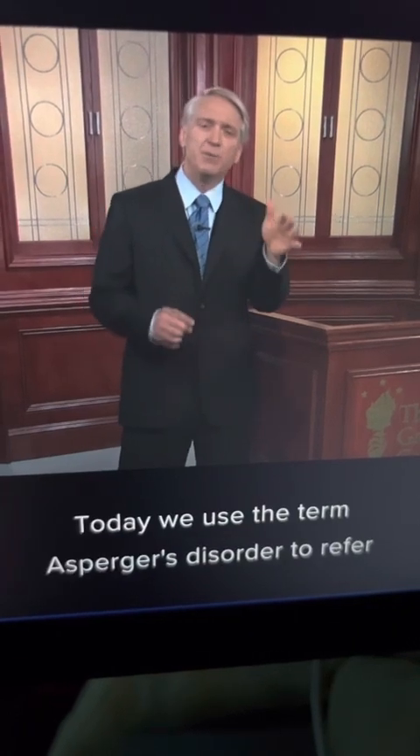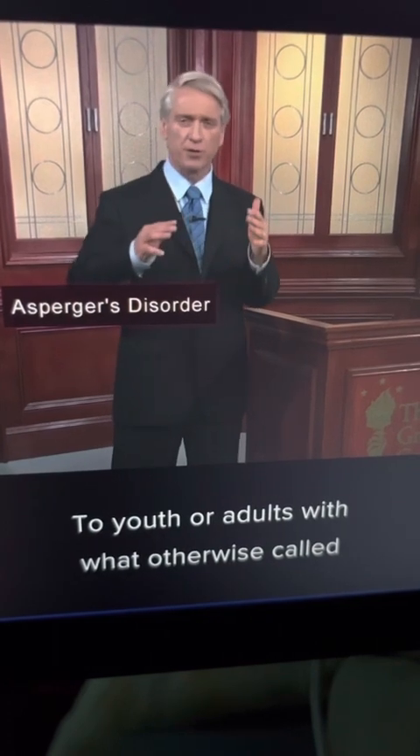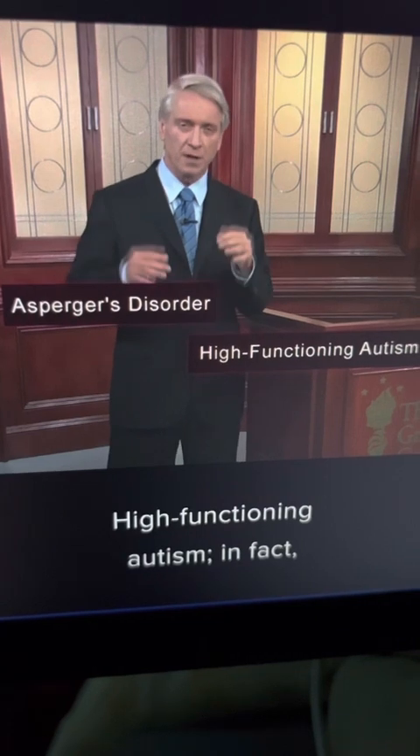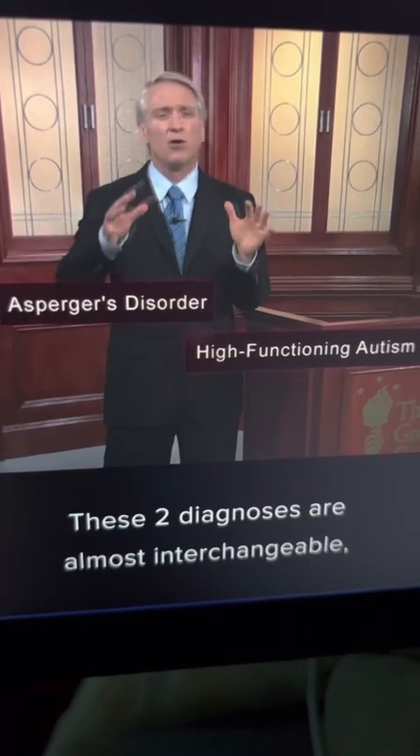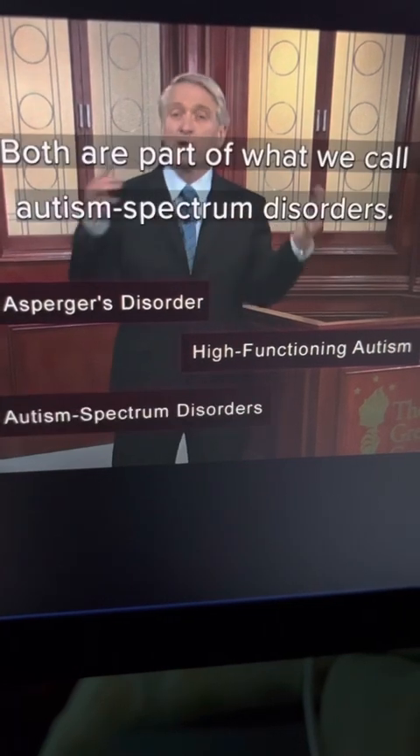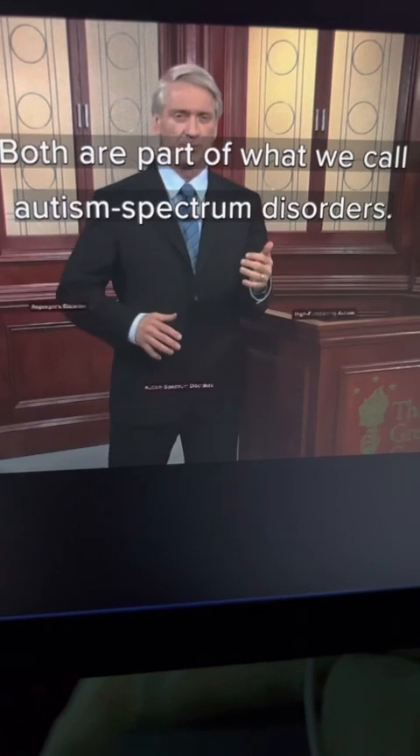So today we use the term Asperger's disorder to refer to youth or adults with what is otherwise called high-functioning autism. In fact, these 2 diagnoses are almost interchangeable, although some contend that there are subtle differences. Both are part of what we call autism spectrum disorders.